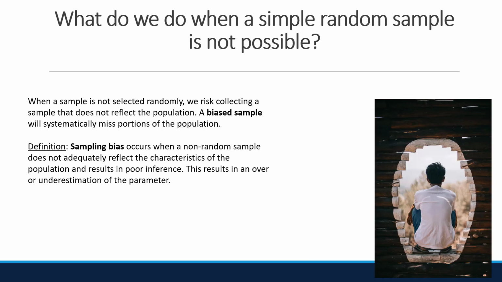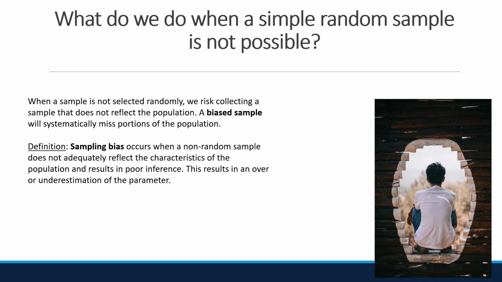When a sample is not selected randomly, we risk collecting a sample that does not reflect the population. A biased sample will systematically miss portions of the population. If the sample does not reflect the population, then we will not be able to make good statistical inference. When this occurs, we call it sampling bias.